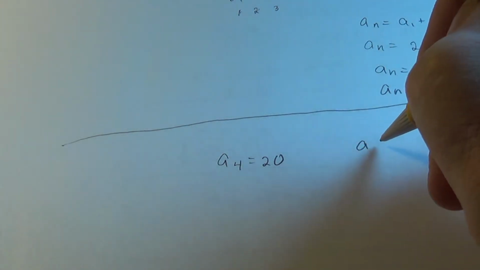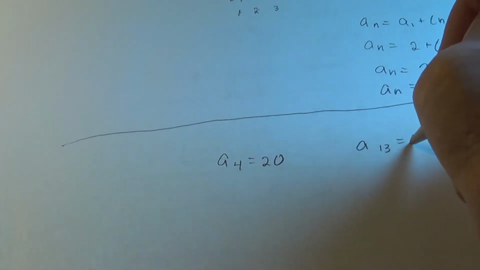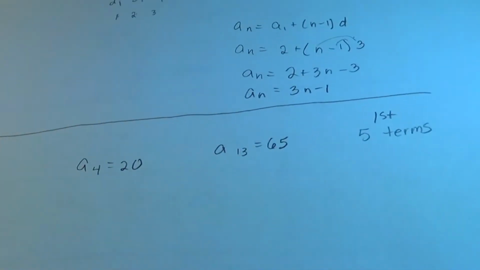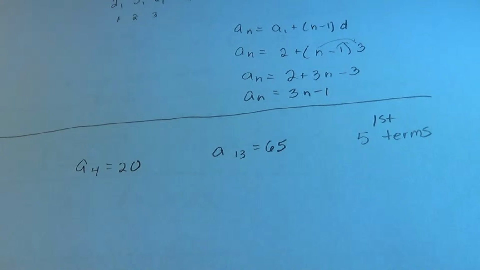The fourth term in the arithmetic sequence is 20 and the 13th is 65. So I want you to write the first 5 terms of this arithmetic sequence. So in order to do that, we need the first term. We need to know what the first term is and the common difference, so we can get from the first term to the second and third, fourth, fifth.